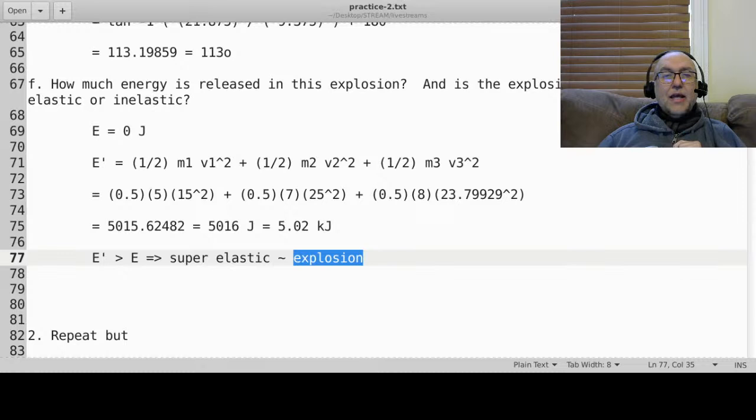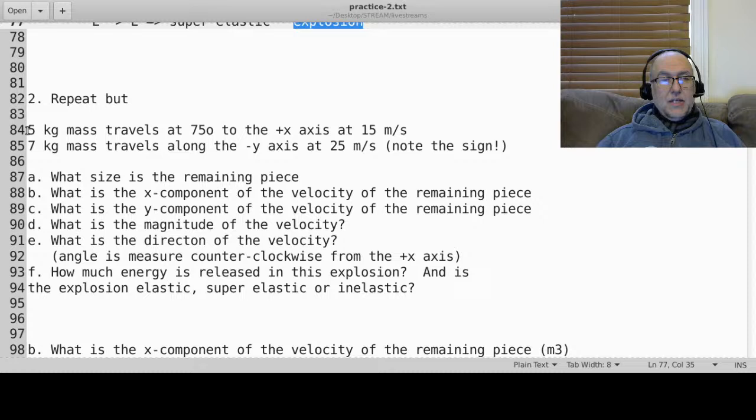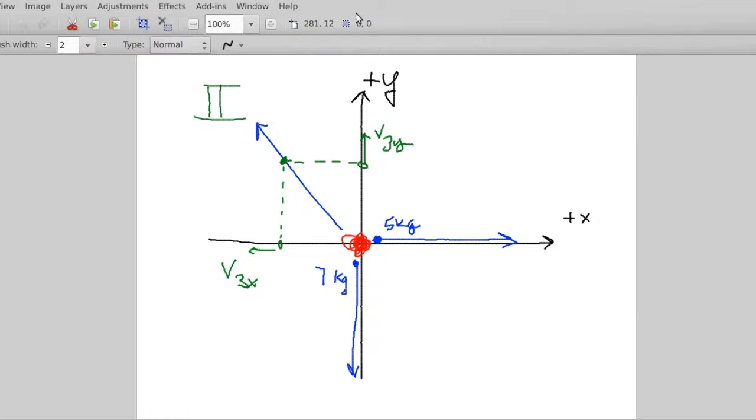There's our first question. That was a little bit easy because I didn't put any of those vectors at an arbitrary angle to the axes. So I'm going to quickly redo that problem, but this time I'm going to change it so that the 5 kilogram mass, rather than traveling directly along the x-axis, is traveling at 75 degrees to the x-axis. The 7 kilogram I'm still going to make along the minus y-axis, but the 5 kilogram is now traveling at 75 degrees to the plus x-axis. Let's take a look at a diagram there. Okay, so what does that diagram look like?